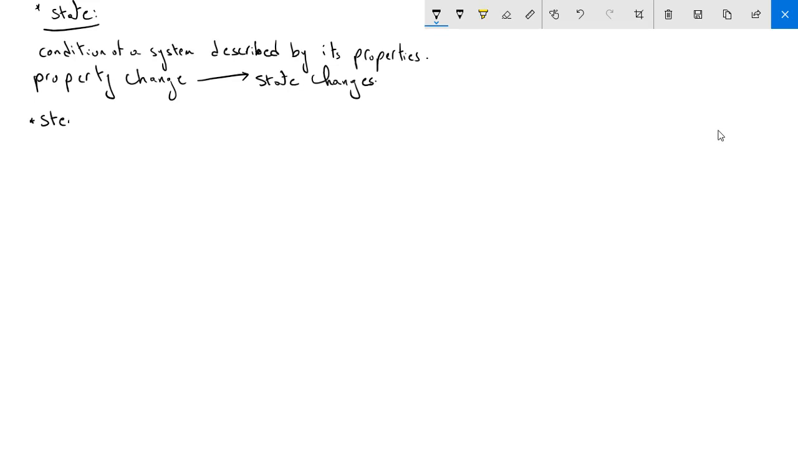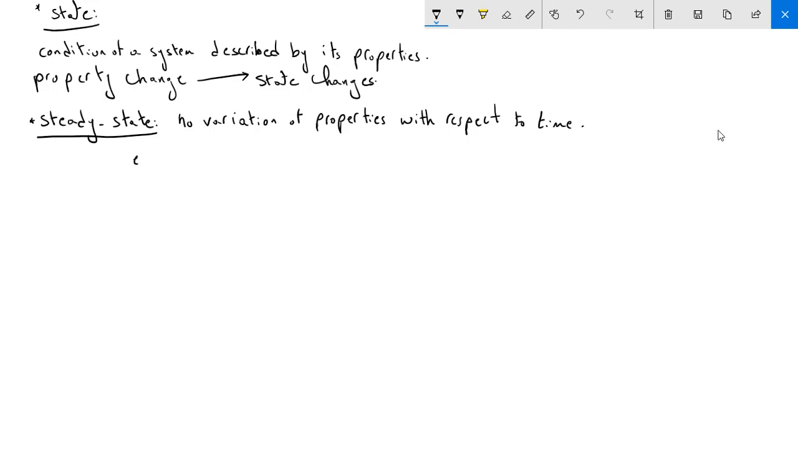The word steady state refers to no more variation of properties with respect to time. For example, if we have a hot cup of coffee at, for example, T equal to 35 degrees Celsius, and the ambient temperature is 20 degrees Celsius.